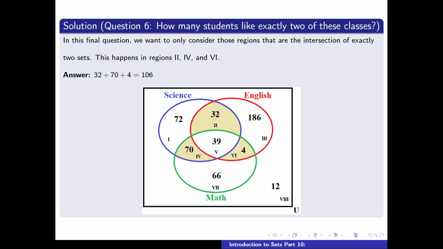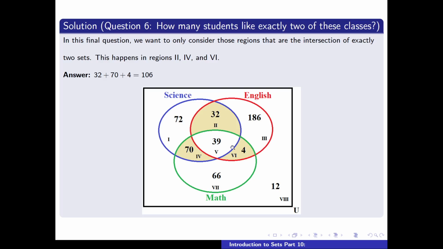Well, that's going to be region 2 here, right? Because science and English intersect here, but it's outside of math. So there's only 2 sets intersecting in this region 2 here. Similarly, region 6 is the intersection of math and English, right, but not science. So there's only 2 sets intersecting here. These are the students that like exactly English and math. Also region 4 is again an intersection of exactly 2 sets, science and math, but it's outside of English. So these are the students that like exactly science and math.